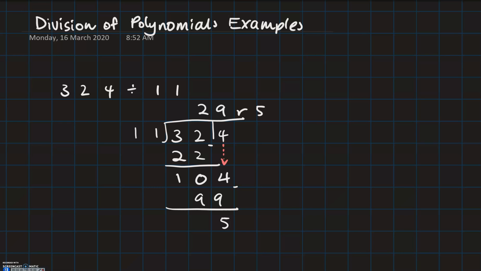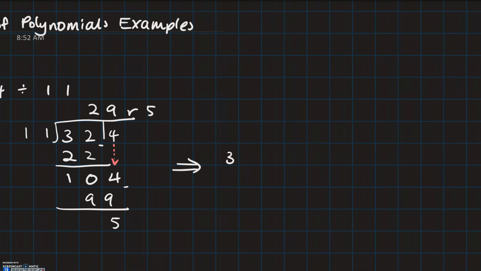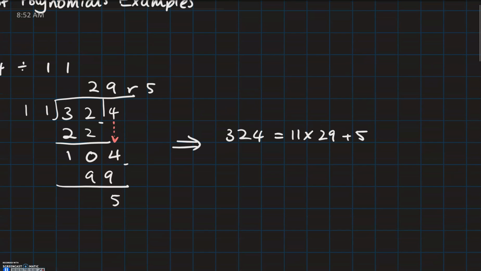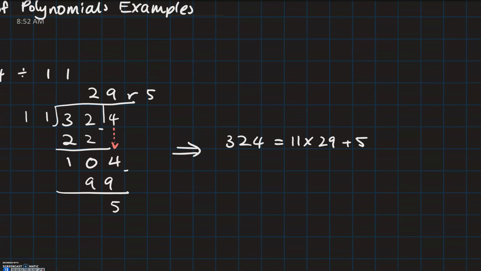And so I can summarize this by writing 324 is equal to 11 times 29 plus 5. We did this similarly when we looked at the division theorem, where we could say a polynomial can be written as our divisor polynomial times the quotient polynomial, the number that we multiplied that divisor by to get that polynomial, plus a remainder. That's what is similar between regular long division and polynomial long division.